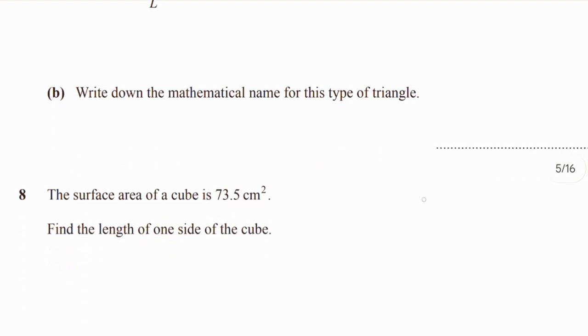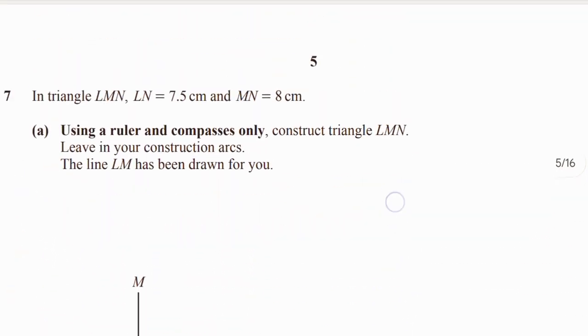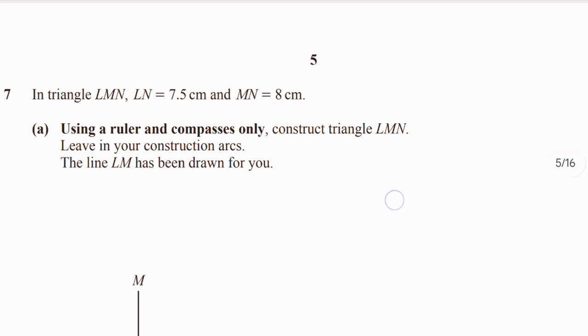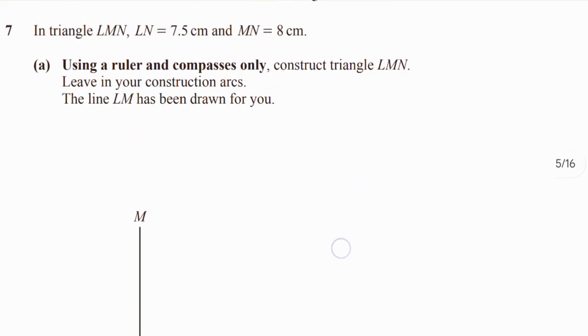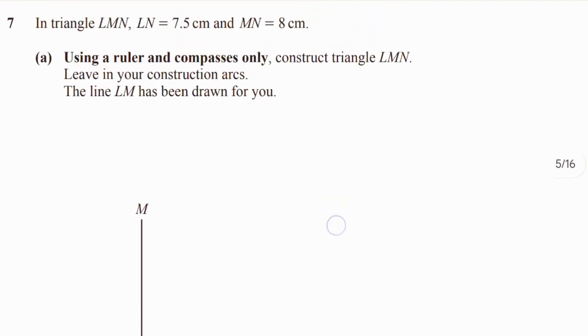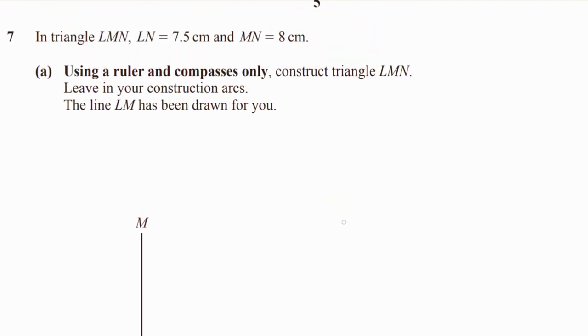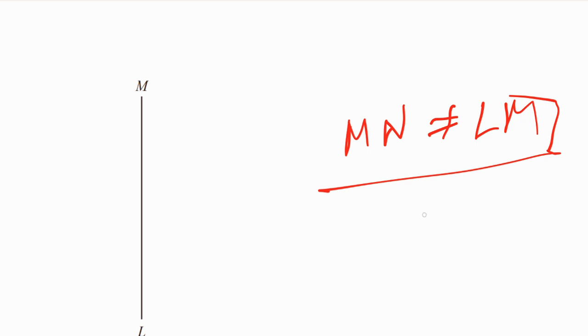Okay, so next question, write down the mathematical name of the type of triangle. I think these sides are not the same. If I assume ML is equal to MN, then it will be called isosceles. Equilateral is not possible because LN is different, and if MN does not equal LN, this is called a scalene triangle, in which all the sides are different.